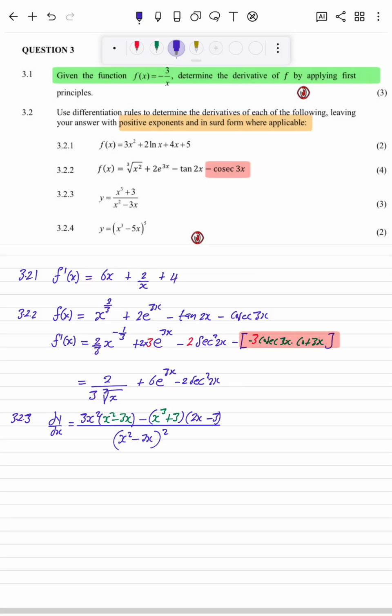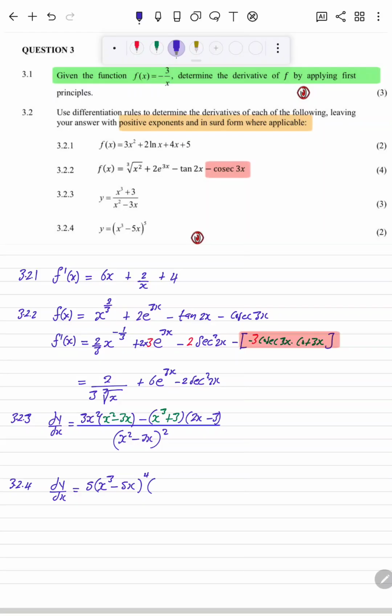And then 3.2.4, it is ready. So we're going to say dy over dx. That's chain rule. So differentiate the stuff outside. So the stuff outside is the power rule. Drop the 5, and then from the 5 subtract 1. So 5 minus 1 is 4, and then the stuff inside remains the same for now.